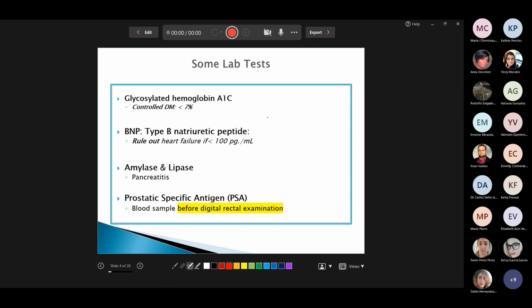The glycosylated hemoglobin gives you the level of blood sugar in a person over a period of 3 months. It is very useful because it's much better than testing the glucose at one moment, which could be high or low or normal but does not reflect what happens in the rest of the 3 months.